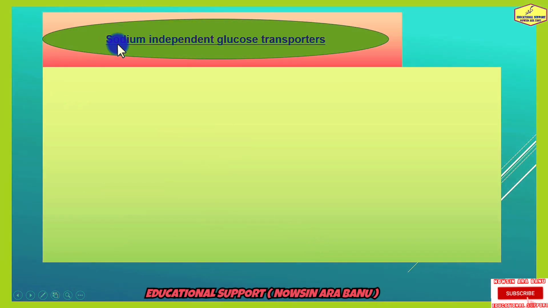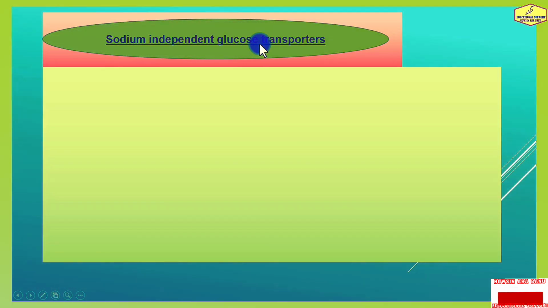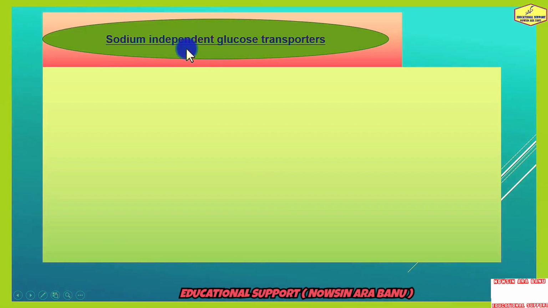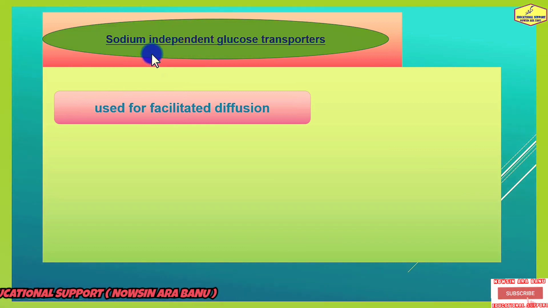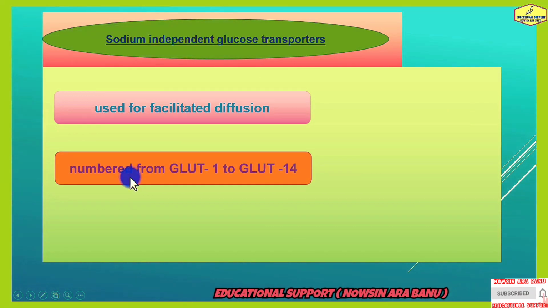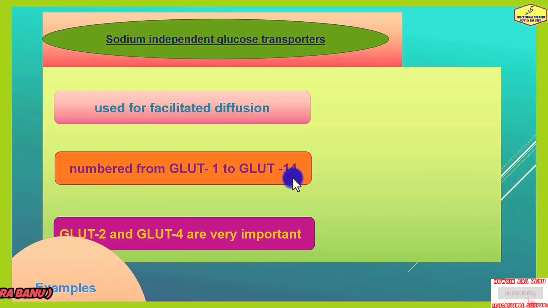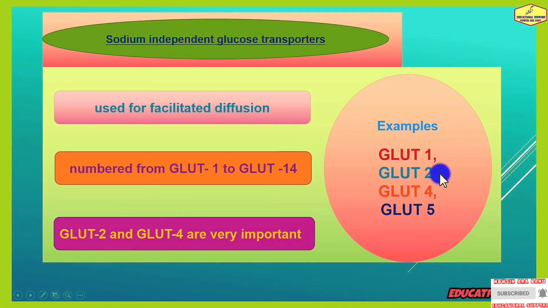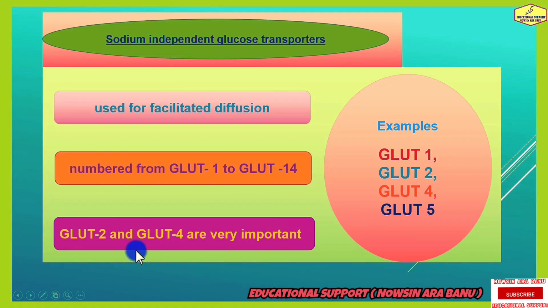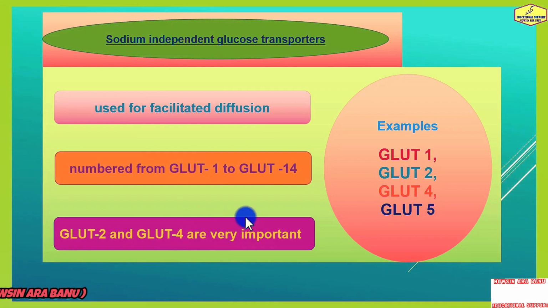Next, we are going to focus on the sodium independent glucose transporter. Do you know what the sodium independent glucose transporter is? These transporters are used for facilitated diffusion. They are numbered from GLUT1 to GLUT14, for example GLUT1, GLUT2, GLUT4 and GLUT5. GLUT2 and GLUT4 are very important.